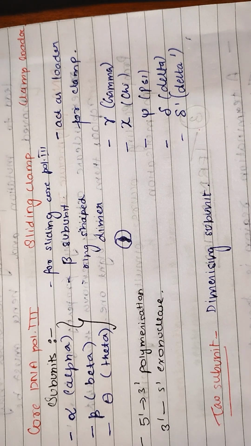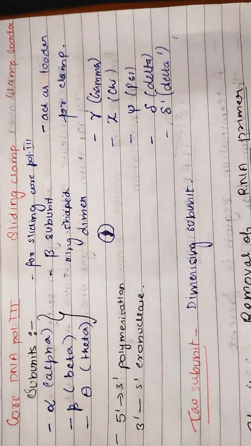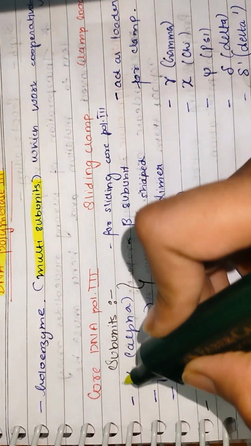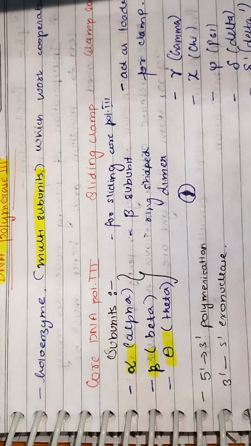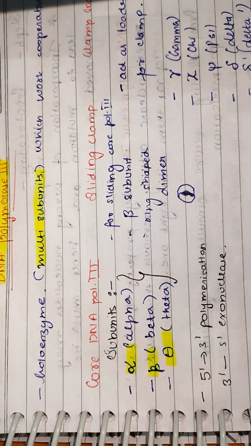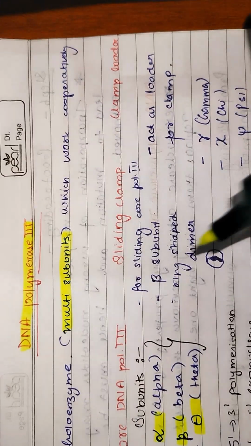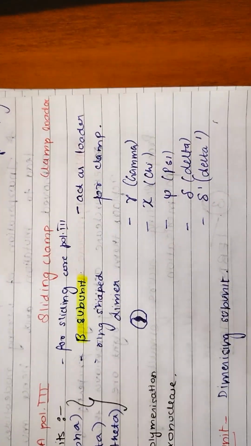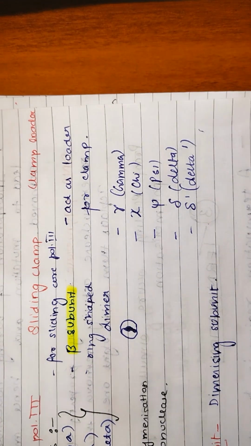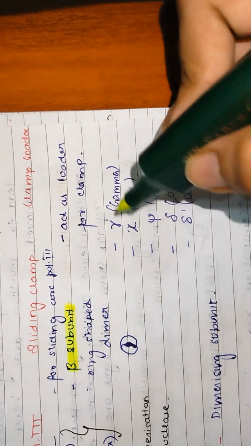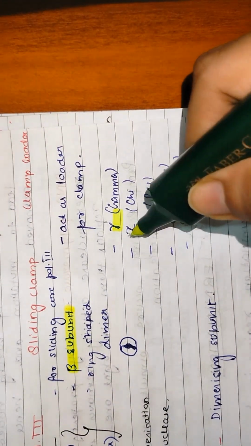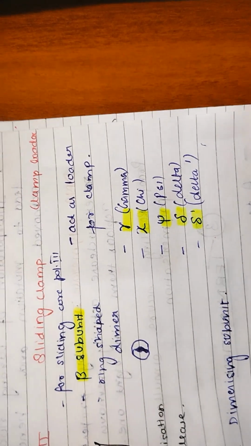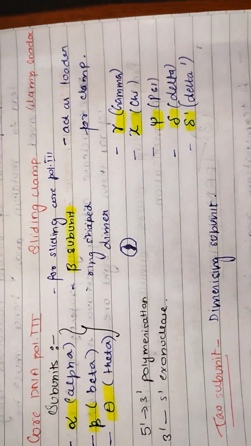Now there are subunits of these 3 subunits as well. In core DNA polymerase 3, alpha, beta and theta, these 3 subunits are present. In sliding clamp, there is only one subunit, that is the beta subunit. Whereas in clamp loader, there are 5 different subunits: gamma, chi, psi, delta and delta naught. These 5 subunits are present in the clamp loader.